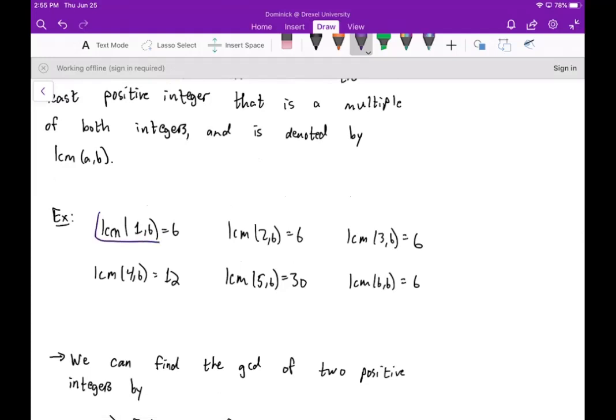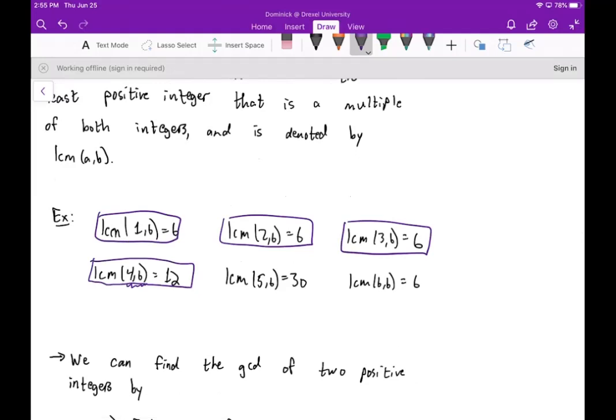Right, so for 1 and 6, of course, that's 6. For 2 and 6, that's 6. For 3 and 6, that's 6. Now for 4 and 6, right, I can't multiply 4 by something and get 6, so we need to do better than that, right? So it turns out that the next one that we can do is 12, right? And then 5 and 6 will, of course, give us 30, and 6 and 6 will give us 6.